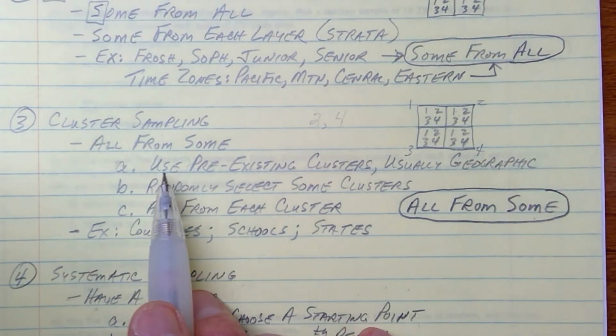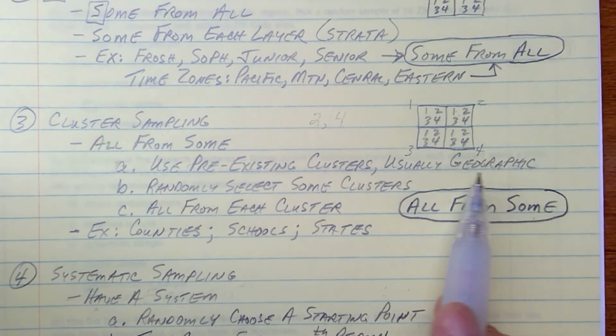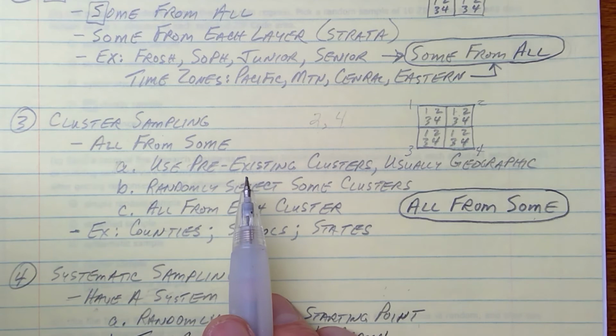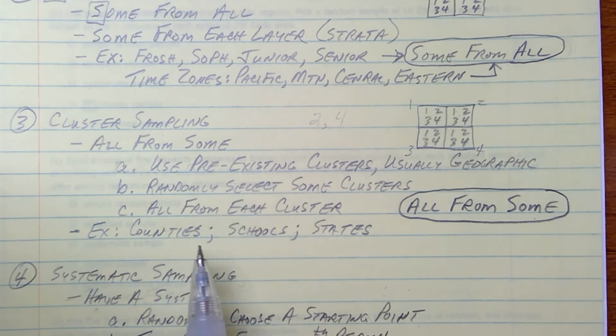And clusters, lots of times you might see the word geographic with cluster sampling. Lots of times they use geographic breakdowns, things that already exist, all right, like counties, schools, states. Those lines are already drawn out for you. So, for example, we live in Oklahoma, so there's about 50 counties in Oklahoma.